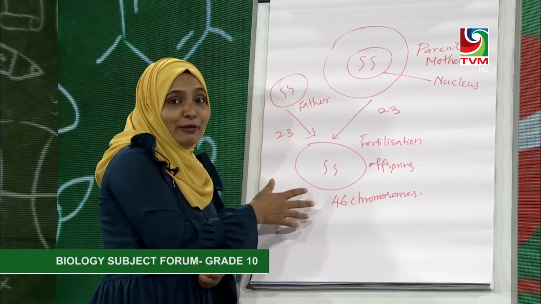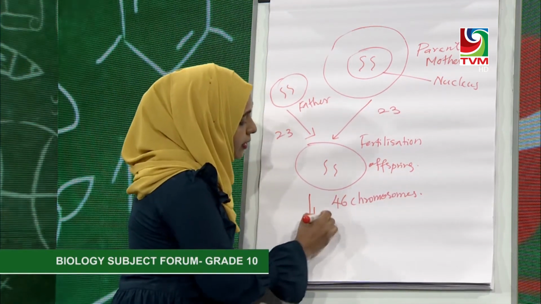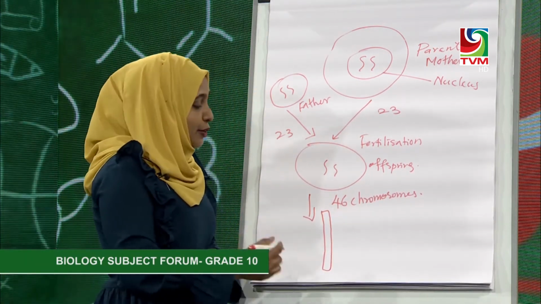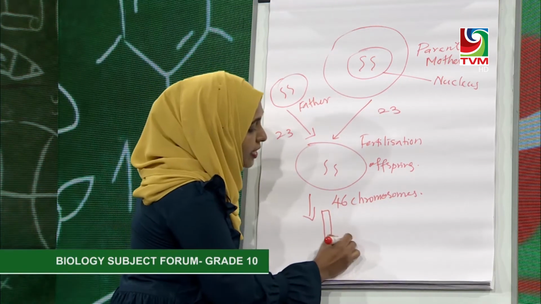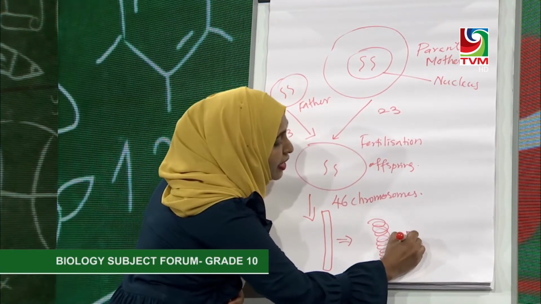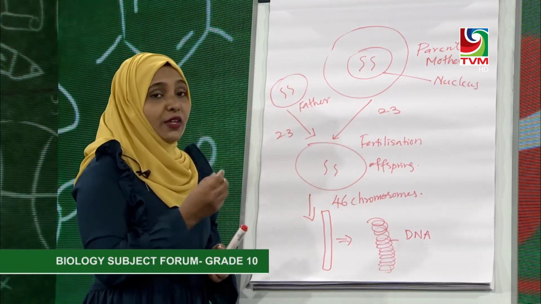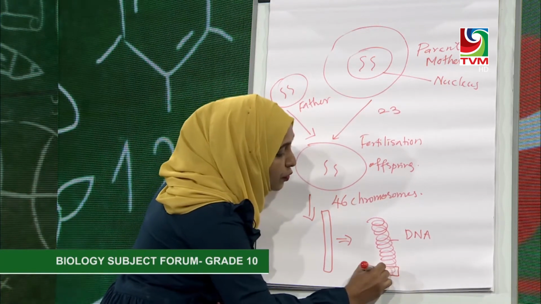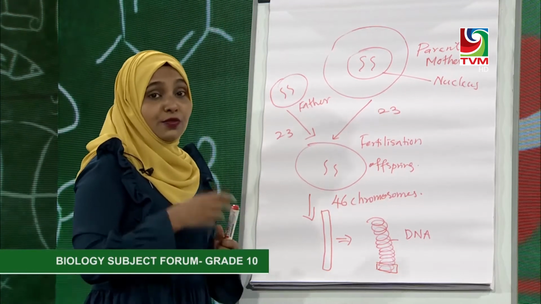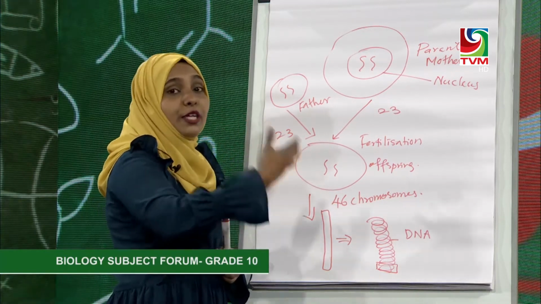Actually, let's look at the detailed drawing of the chromosome. Each chromosome is actually a coiled DNA molecule. And what is a gene here? A gene is a section of DNA which is coding for a specific trait or specific protein. Actually, when you write the definition for gene, you must write it is the section of DNA which codes for production of a protein molecule.